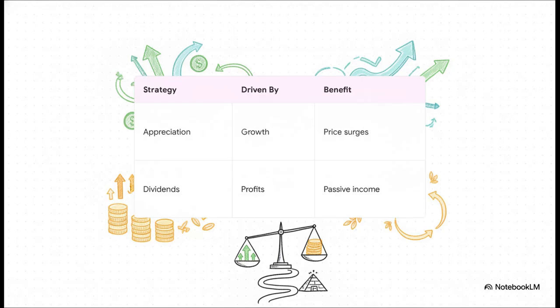Let's move to how this builds a complete picture. On one hand, you've got capital appreciation, which is driven by growth in market sentiment, allowing you to ride those massive price surges. On the other hand, you have dividends, driven by actual, hard company profits, giving you that passive income snowball. By balancing these two strategies, you completely transform the daily volatility of the stock market. It goes from this scary, unpredictable force into a highly logical, long-term wealth-building system.